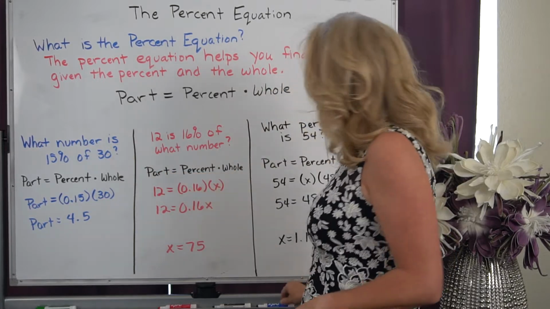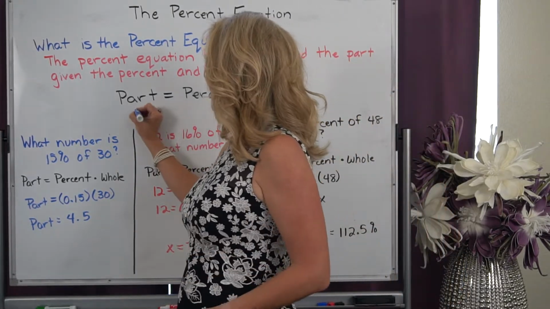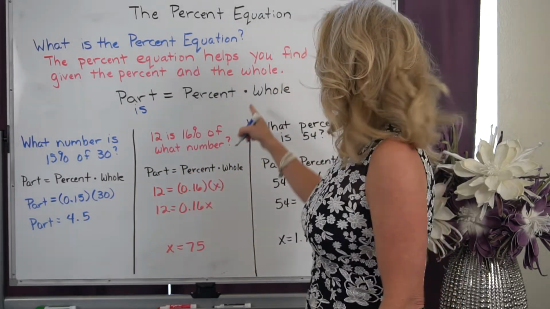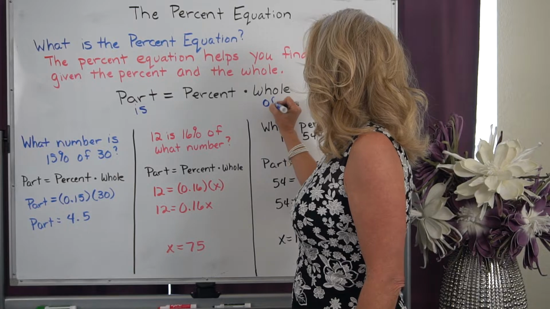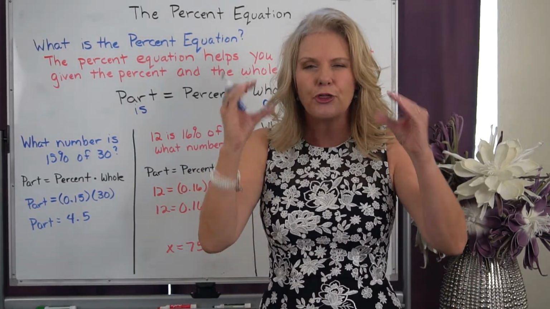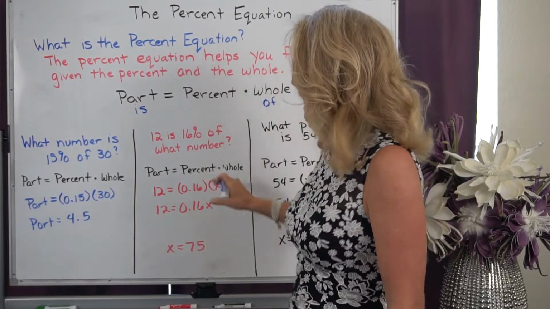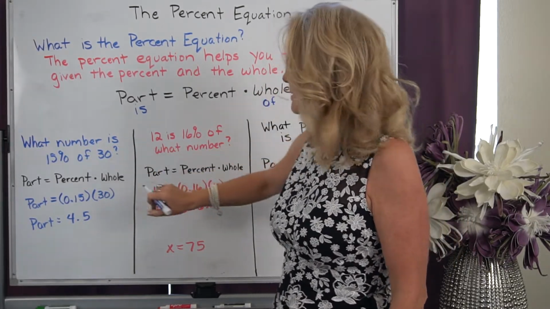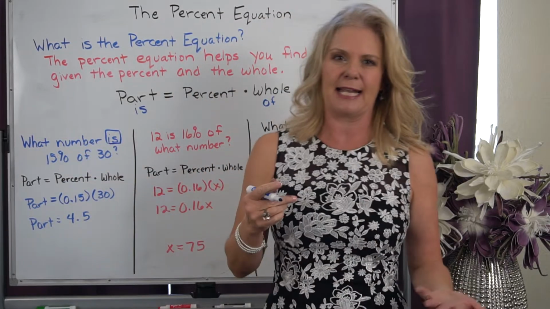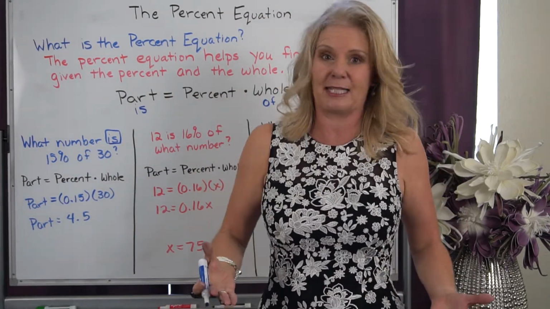Well, remember, when we're taking a look at the part, it always follows the word is. When we're taking a look at the whole, it always follows the word of. So I'm looking for those two key words as I look at my question. So I see is, but then I see a percent. And if it's a percent, then that's got to be the percent.